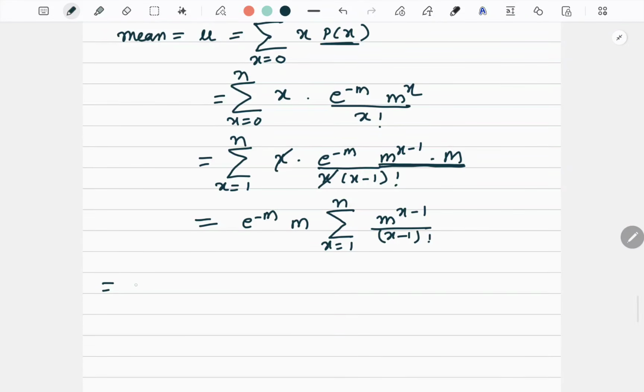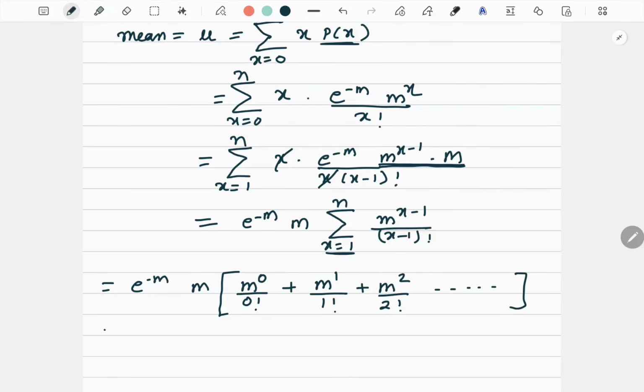Now let us open this summation. e to the power minus m into m. Now how to open a summation? First put x equal to 1. If you put x equal to 1, you will get m to the power 0 upon 0 factorial. Plus, now you put x equal to 2. So you will get m to the power 1 upon 1 factorial, plus m to the power 2 upon 2 factorial. Like this you will get a series. Now e to the power minus m, what is left? 1 plus m square upon 2 factorial plus m cube upon 3 factorial, like this.